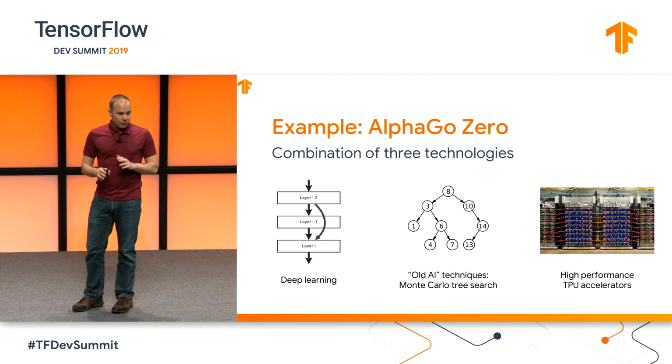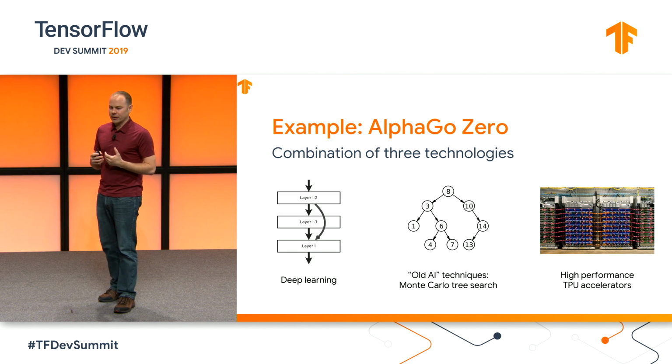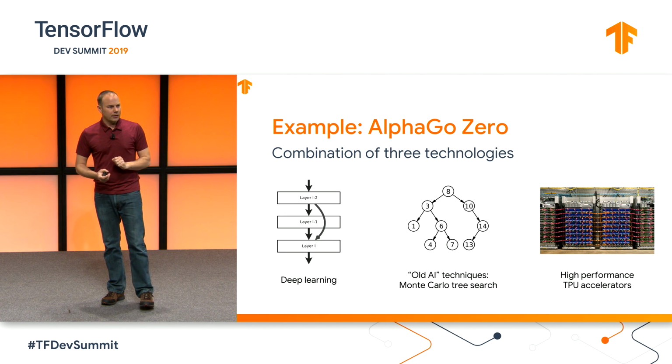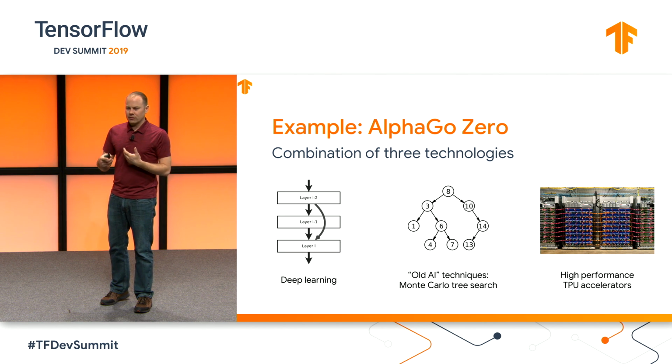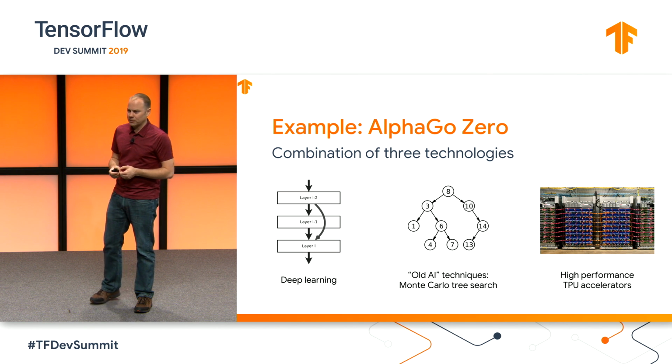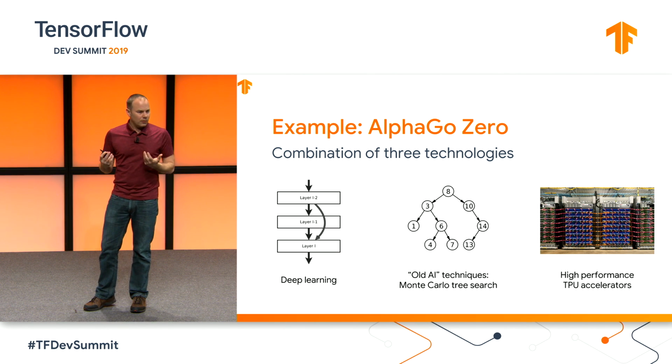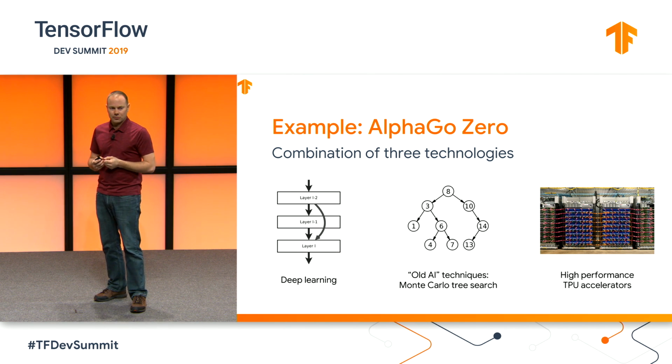AlphaGo 0 is really impressive work that combines three major classes of techniques. Of course, you have deep learning on the one hand, but it also drives it through Monte Carlo tree search to actually find and evaluate these spaces. And then it runs them at scale on industry-leading TPU accelerators. So it's the combination of all three of these things that make AlphaGo 0 possible.